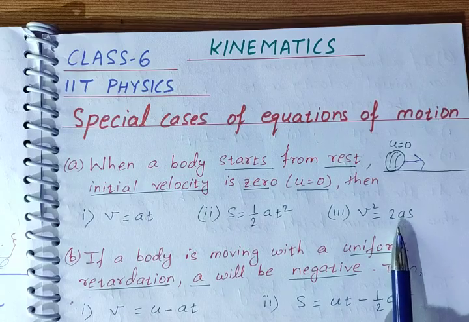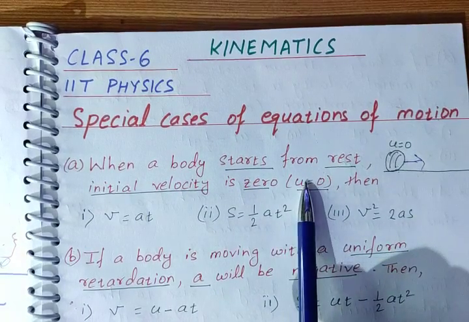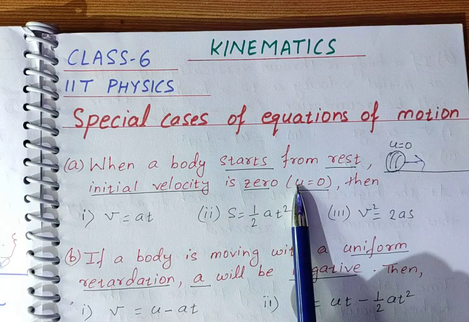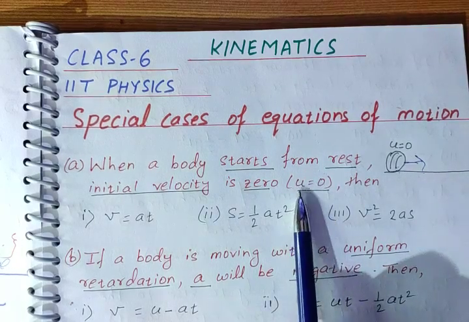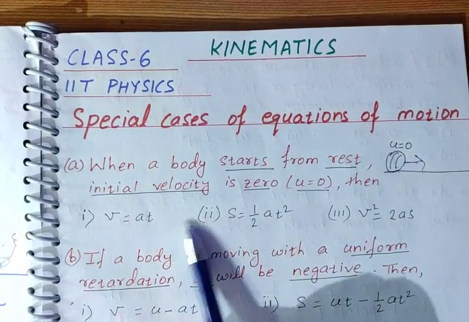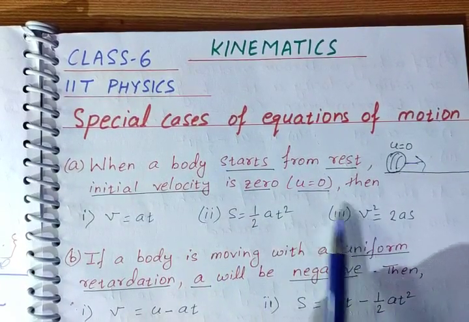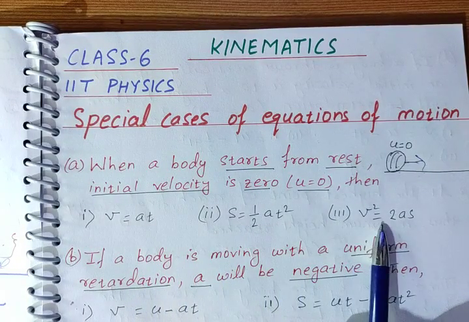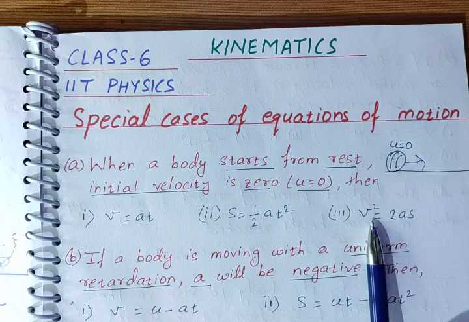Got it, children? When a body starts from rest, its initial velocity, starting velocity is 0. So u is 0. When we apply u equal to 0 in all these three equations of motion, our equations will change in this way. Clear, children? Please write down this.